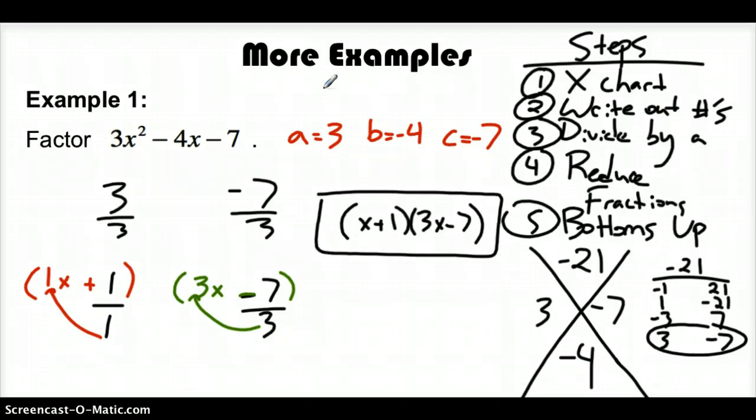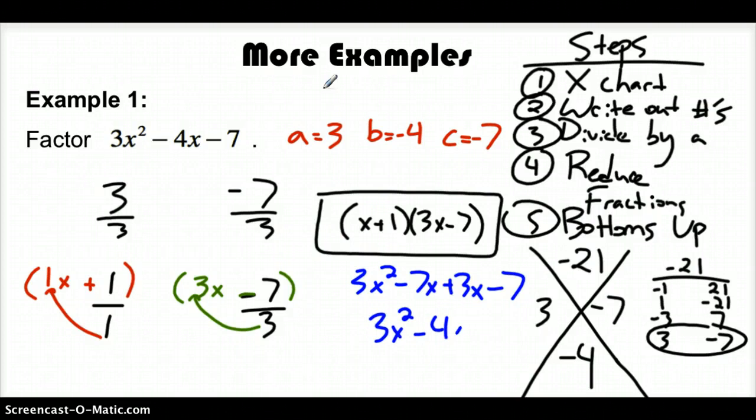So x times 3x gives us 3x squared. Our outside gives us negative 7x. Inside is positive 3x. Last times last is negative 7. Now I'm going to combine those like terms to get 3x squared minus 4x minus 7. Again, we'll do a few more examples in the next video.